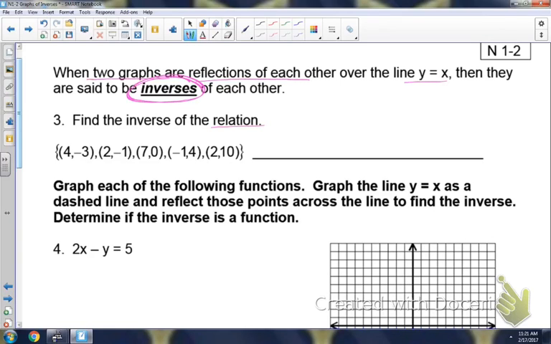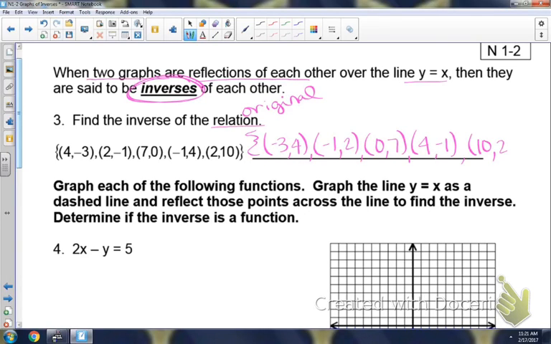The relation just means the original. So anytime it says relation, it's talking about the original. So if we're given points to find the inverse points, all we're going to do is switch the x and y coordinates. So the first one would be negative 3, 4, negative 1, 2, 0, 7, 4, negative 1, and 10, 2.